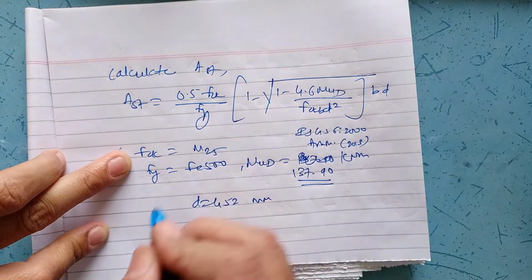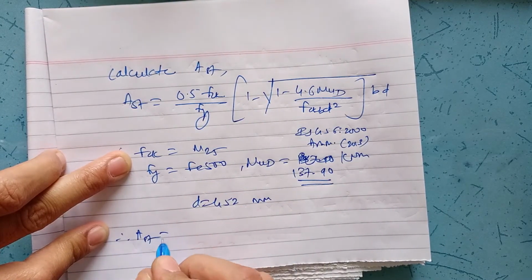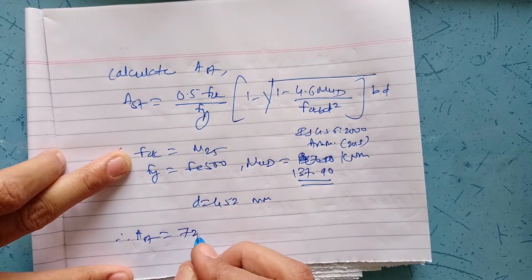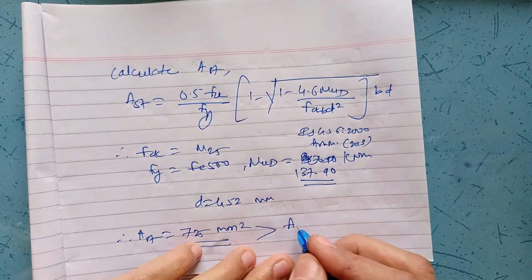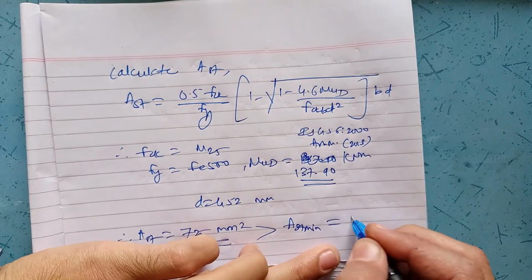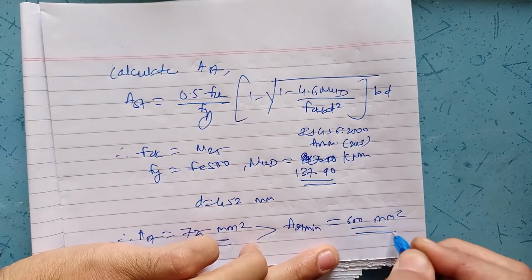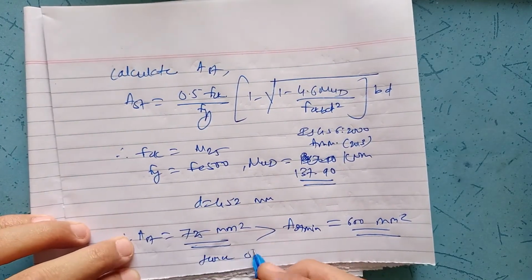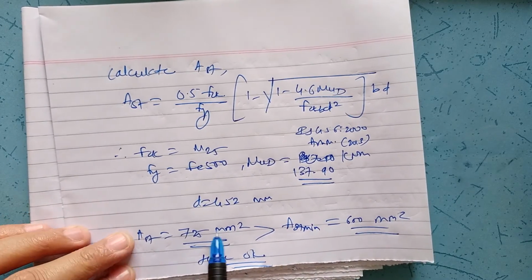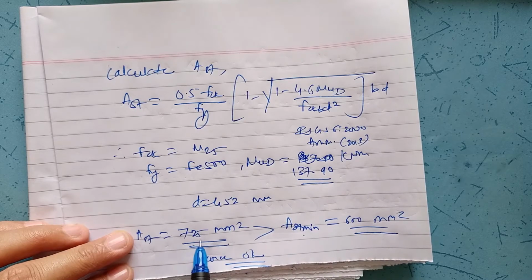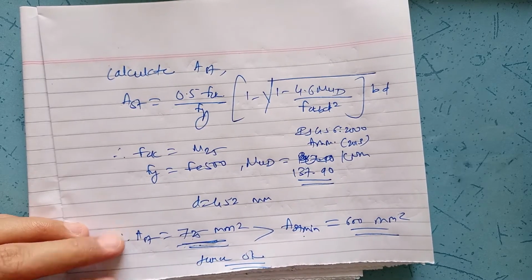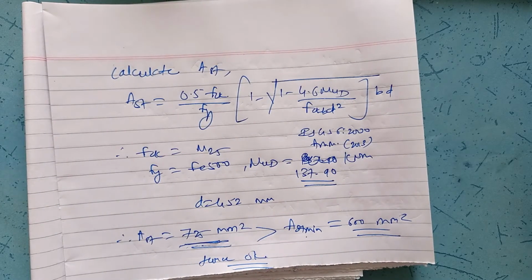And then substituting all these values, we get Ast after calculation as 725 mm square, and it should be greater than Ast minimum, that is nothing but 600 mm square. Hence okay. As our Ast is 725, which is greater than Ast minimum 600 mm square, hence we should provide the maximum Ast, that is 725 mm square. Now we will calculate spacing.